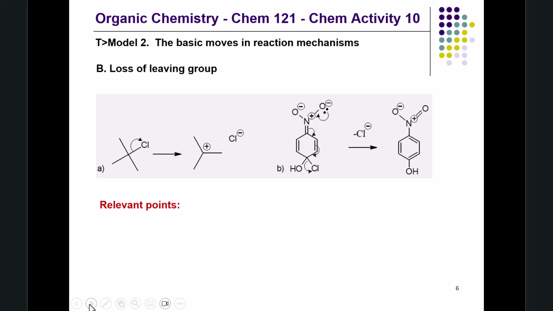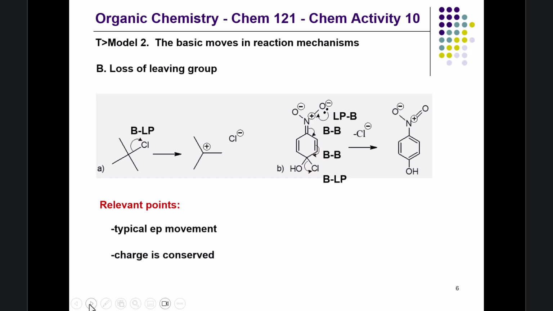For the example on the right-hand side, it appears to be more complex, but all that is happening is the chloride is leaving. So next, a few relevant points. Typical electron pair movement. And so on the left-hand side, that's simply a bond to lone pair. On the right-hand side, yes, it's more complex. We first of all have lone pair to bond, and then bond to bond, and then bond to bond, and then finally bond to lone pair.